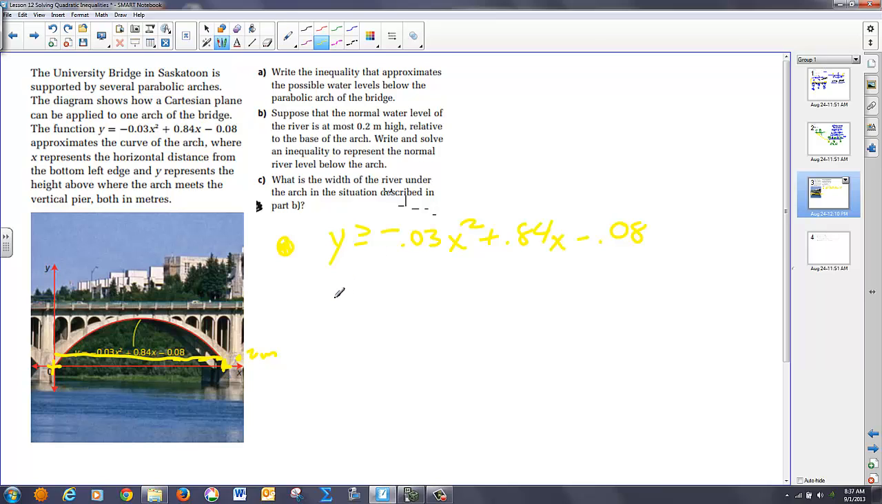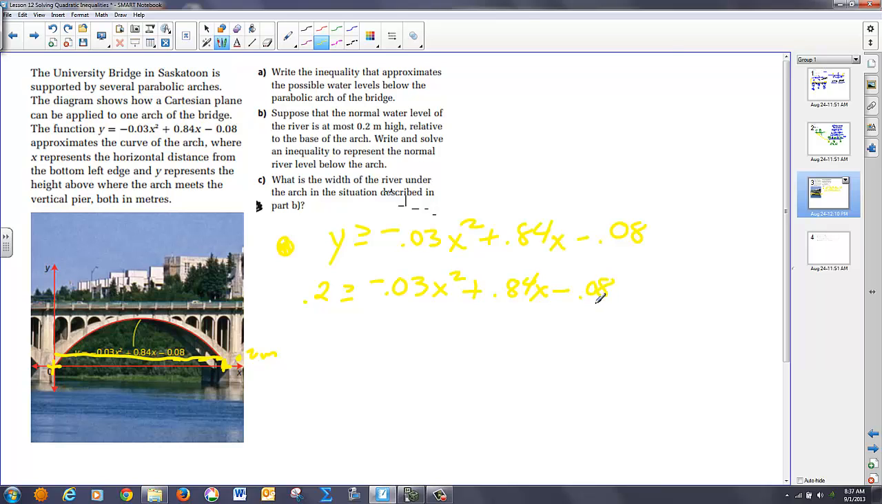So we want to know when this graph is above 0.2. And they want us to go ahead and solve that. But to do that, I think we're going to use our calculator. So why don't you get that out as I'm continuing to write this and start plugging in the formula.